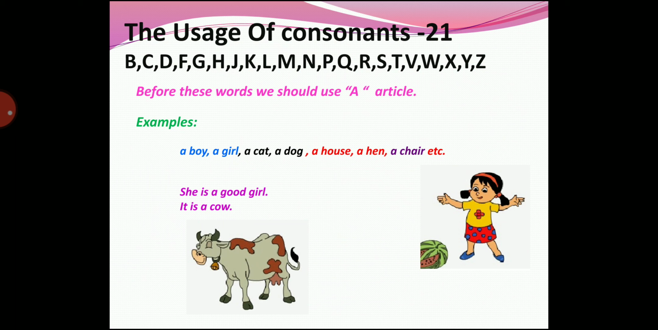look at this. What are the basic rules we are supposed to know in the English language? So here, the uses of consonants, 21 are there. Before these words we should use the article a: a boy, a cow, a cat, a dog, a house, a hen, a chair, etc. I gave examples, and also gave figures, to help you understand in an easy method. She is a good girl. It is a cow.